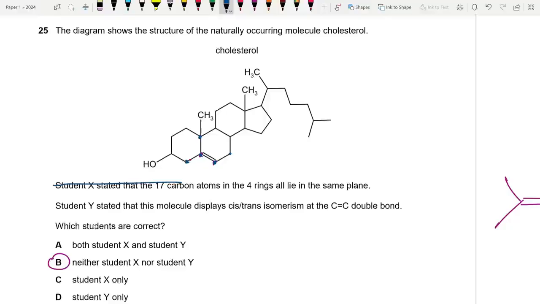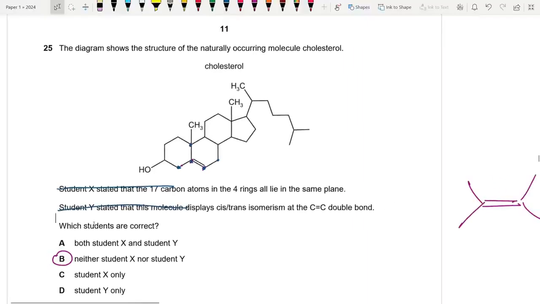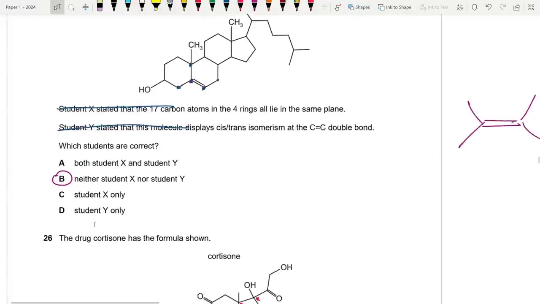Okay, Student Y stated that this molecule displays cis-trans isomerism. Wrong as well. Yes, a carbon-carbon double bond is required for cis-trans isomerism. However, it can't be in a cyclical compound, which is why student Y is wrong. Yes, cis-trans does exist in a cyclical compound, but the double bond is not required then. That's a very specific case which is included in your course book. You can look into it, but I haven't seen a question on that yet.